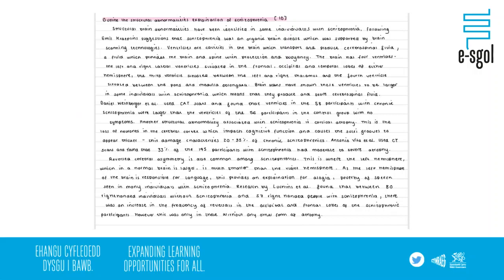The brain has 4 ventricles, the left and right lateral, situated in the frontal, occipital and temporal lobes of either hemisphere, and the 3rd ventricle situated between the left and right thalamus, and the 4th ventricle situated between the pons and the medulla oblongata. Perfect start here. They've got lots of detail. They've told me they understand what ventricles are, how they work, and where they're situated in the brain. They've also used occipital, temporal, medulla oblongata. All those areas of the brain are just adding depth. It's that terminology, isn't it?